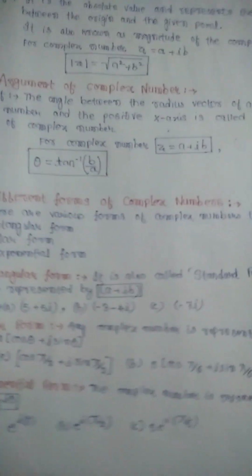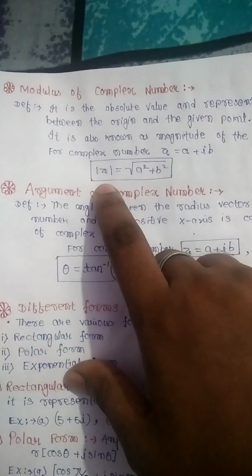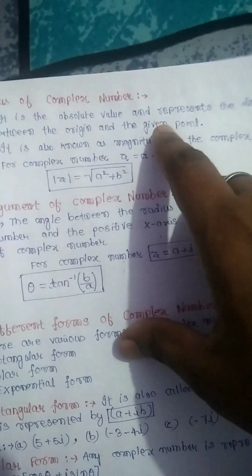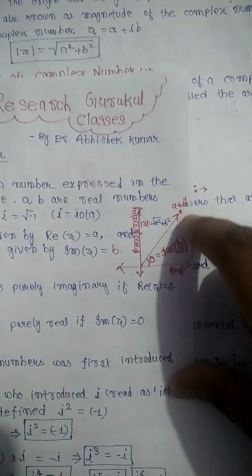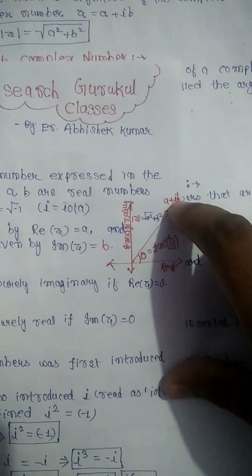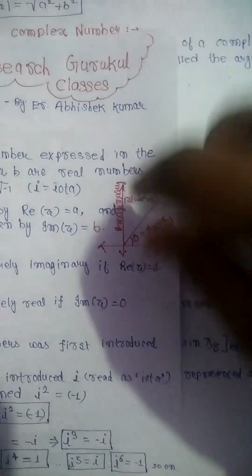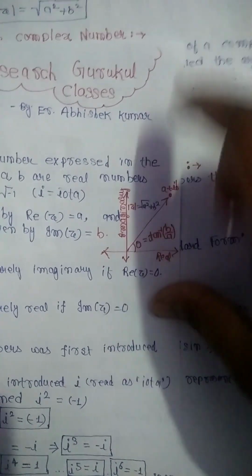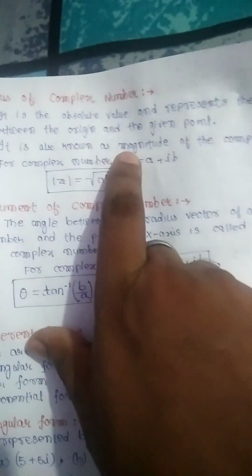Now next, modulus of a complex number. As the name suggests, modulus is the value, the magnitude. It is the absolute value and represents the distance between the origin and the given point. If this point is P, which can be written as a plus ib, then the length from the origin to this point is the modulus, and that modulus value is root over a square plus b square. So modulus of a complex number is also known as the magnitude of the complex number.